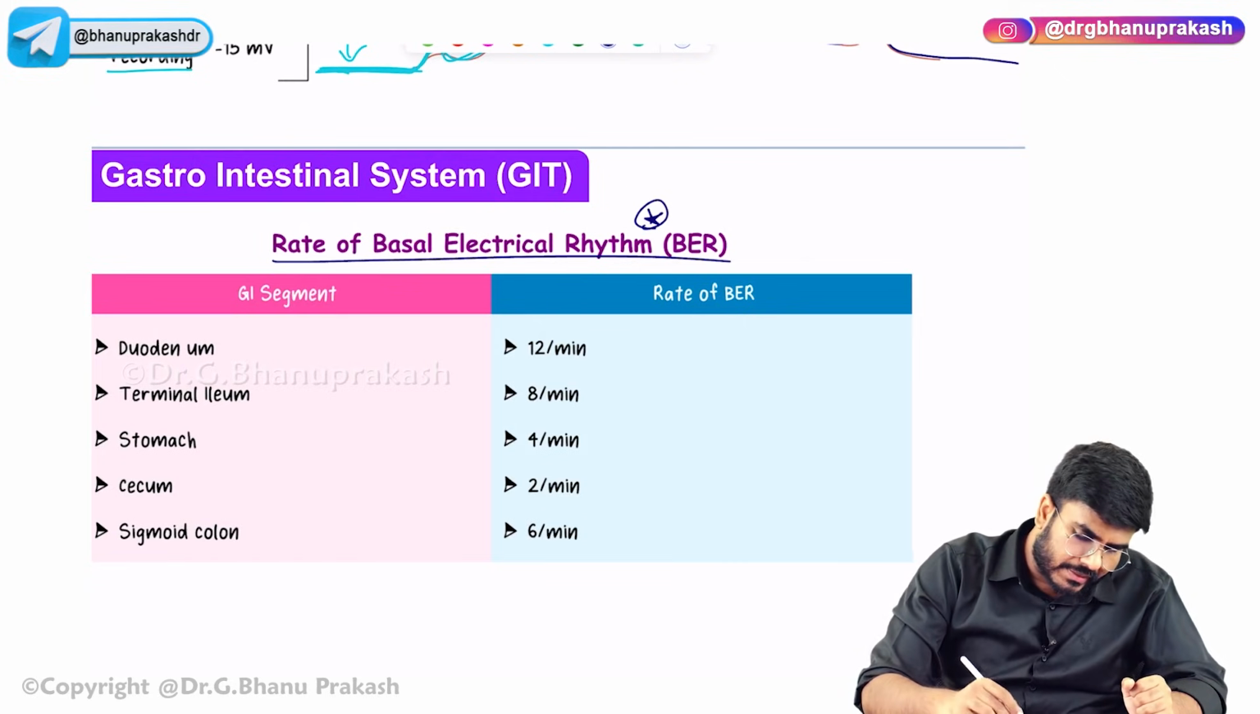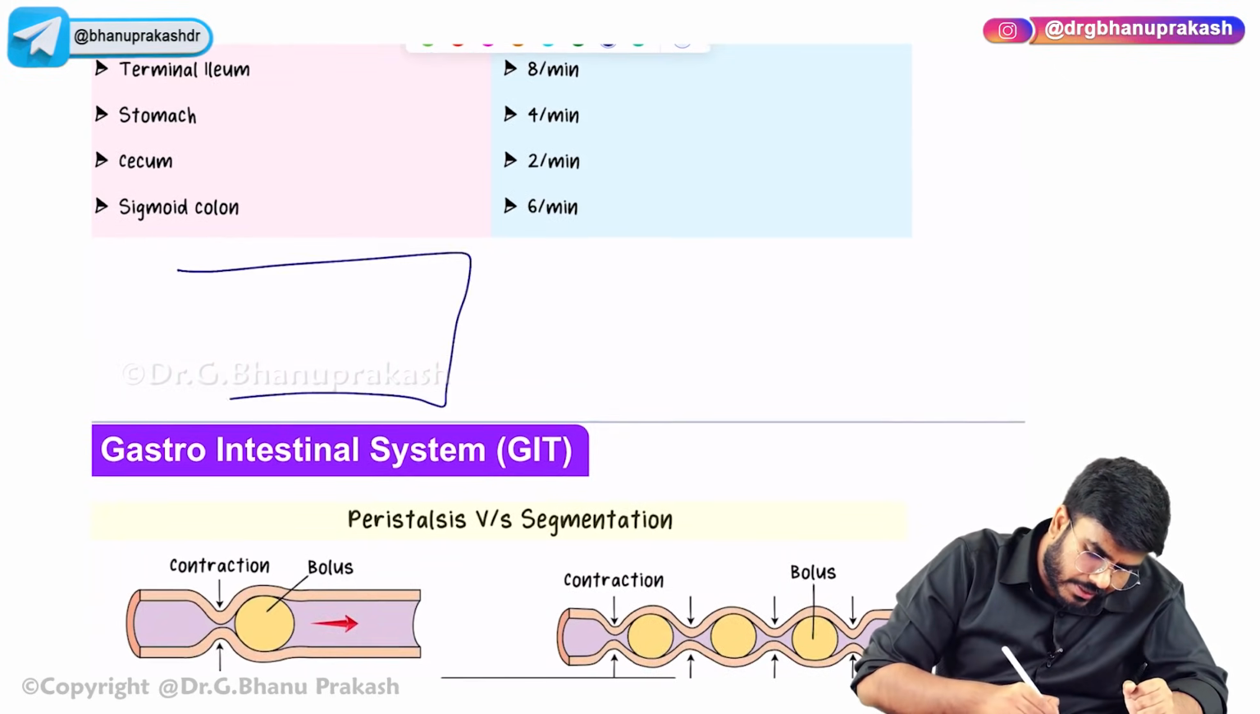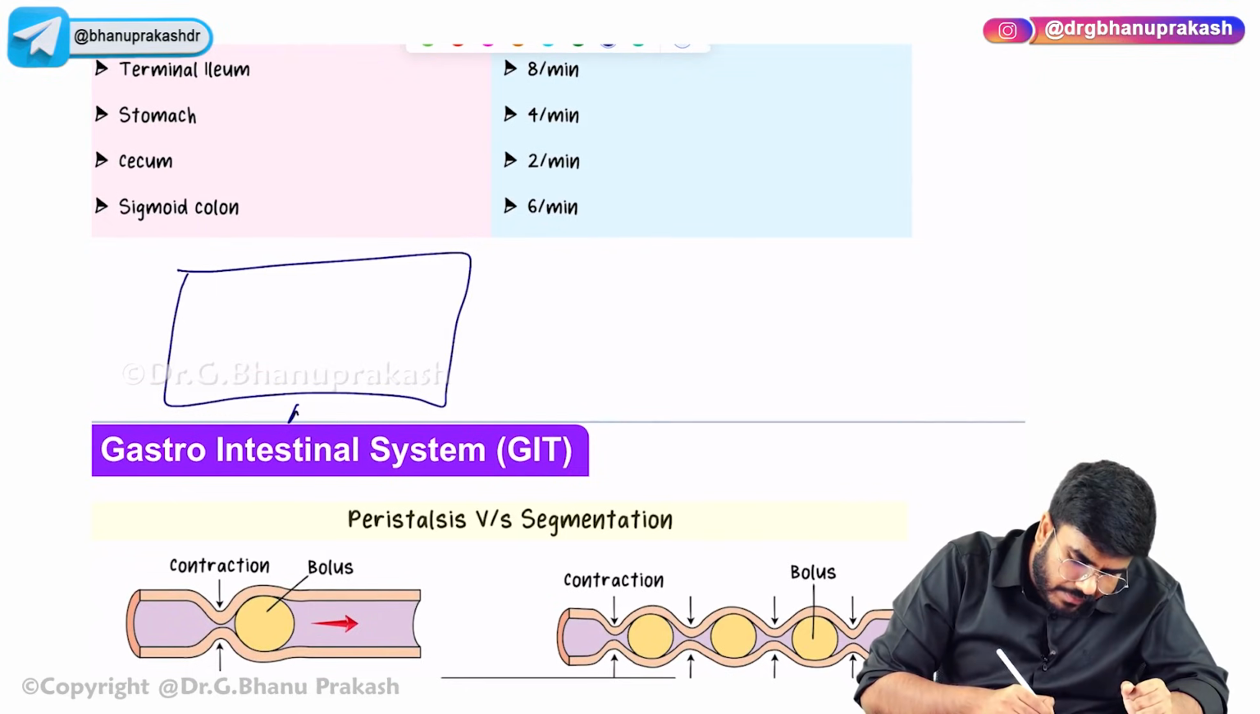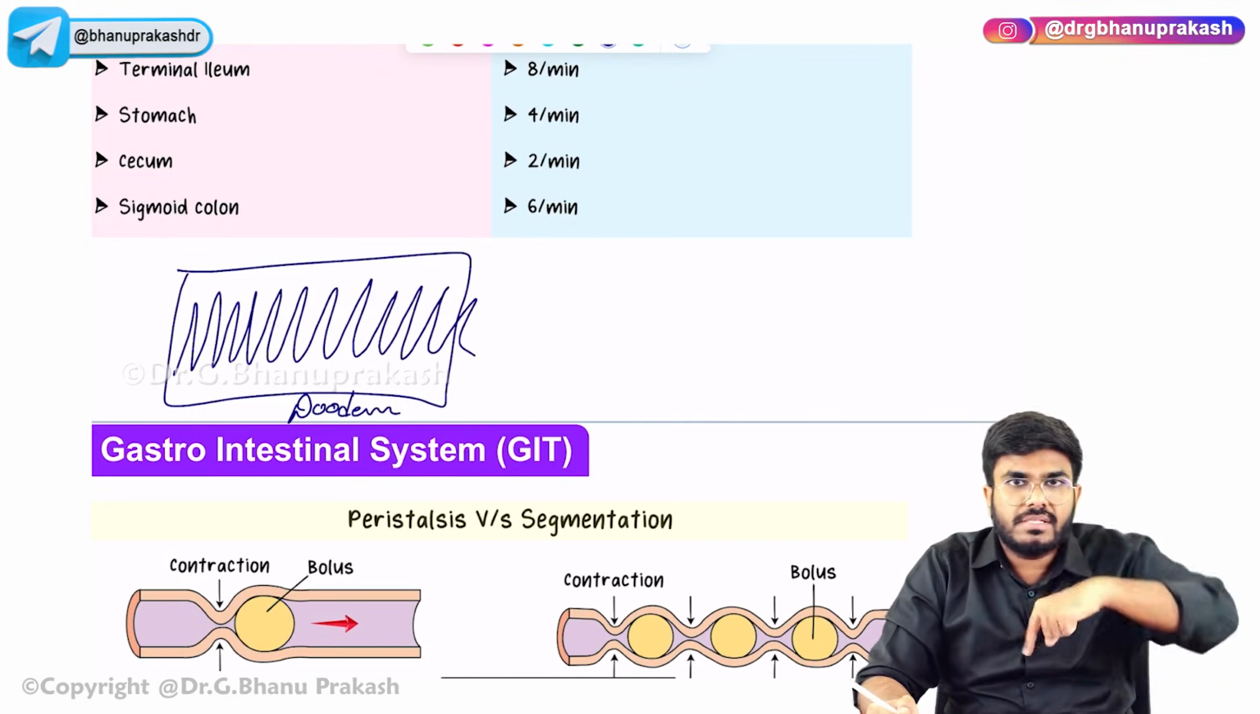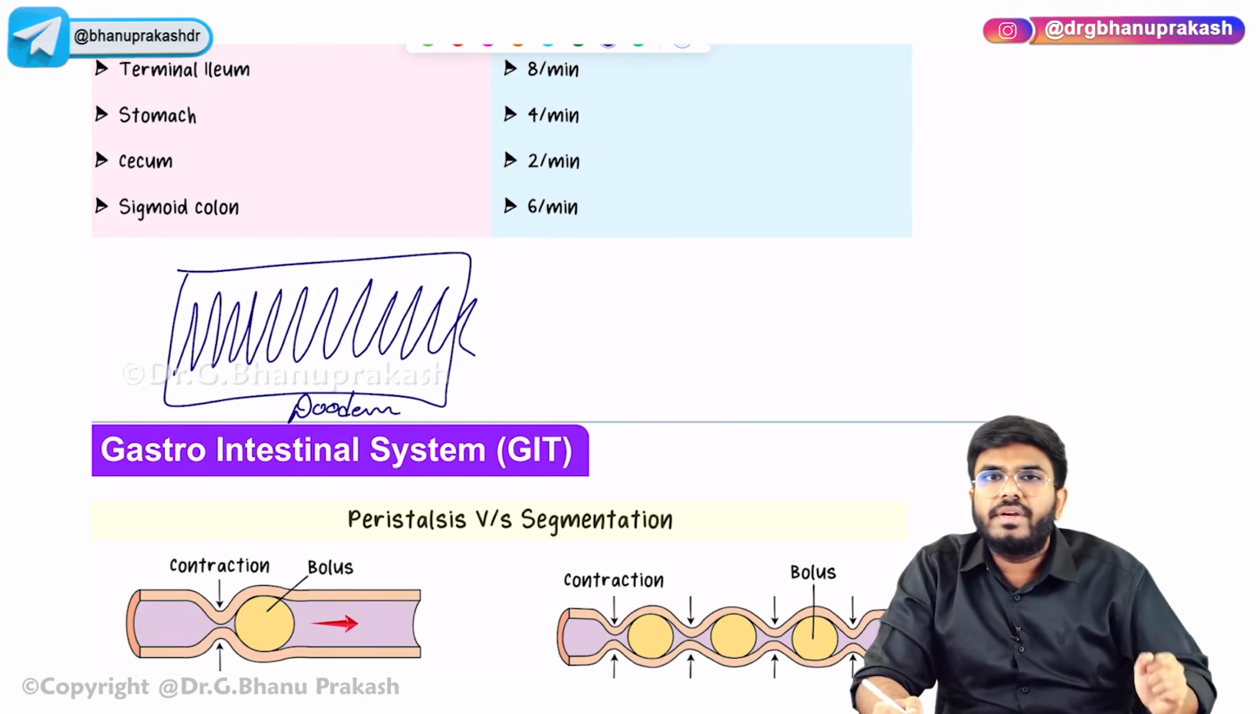Now, if you look at this interstitial cell of Kajal from the duodenum, in this cell, look, many times the voltage is fluctuating. The basal electrical rhythm, many times it is fluctuating.